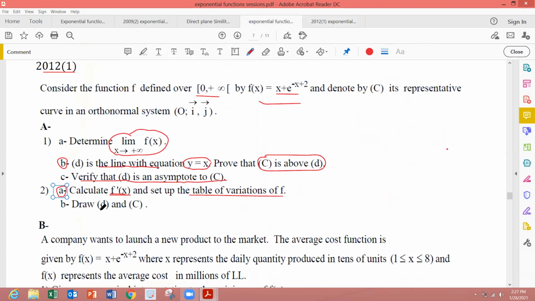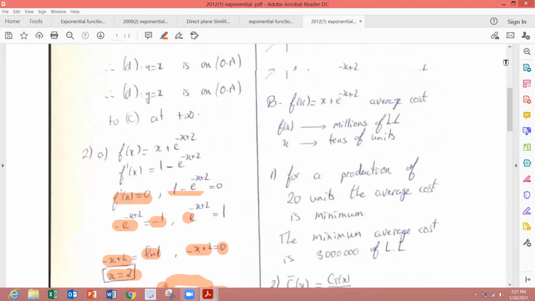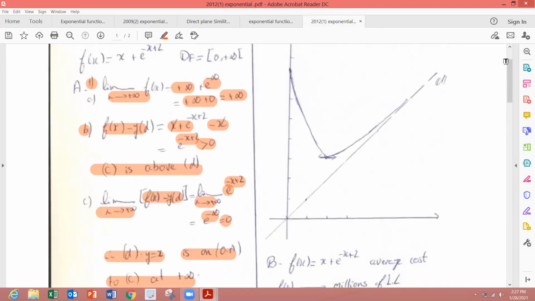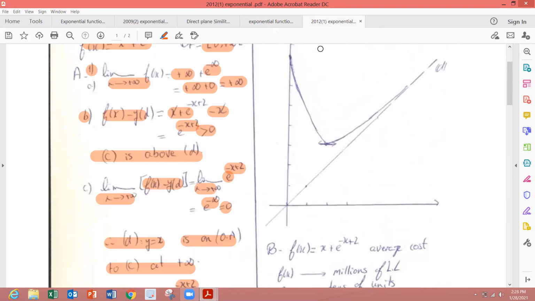Draw D and C. We are going to draw the line and the curve. To draw, this is the orthonormal system. The line of equation y equals x. For x equal 0, y equals 0. For x equal 1, y equals 1. We draw this line, the oblique asymptote. It passes by the point 0, 0 and by the point 1, 1. So we draw the oblique asymptote.